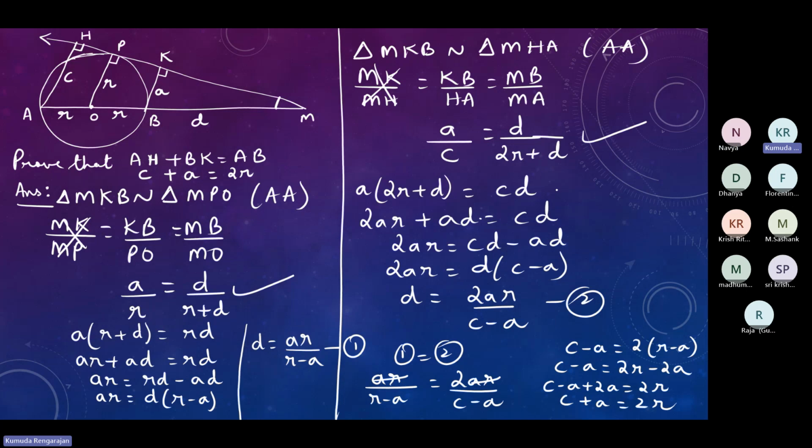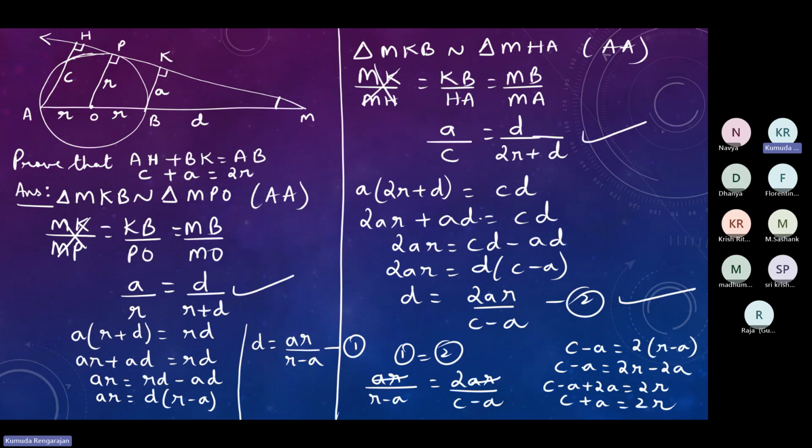In the same way, in the second one, cross multiply. Now we have AD and CD. These two terms contain D. AD, CD. So have AD and CD on the same side. Then take out D common. And we get D is equal to 2AR by C minus A.